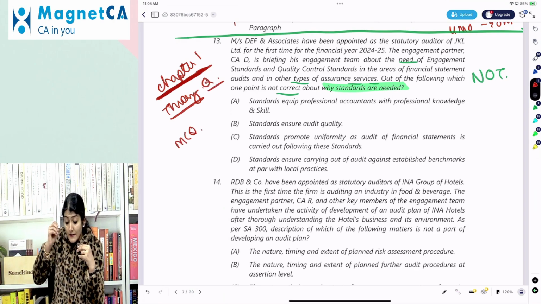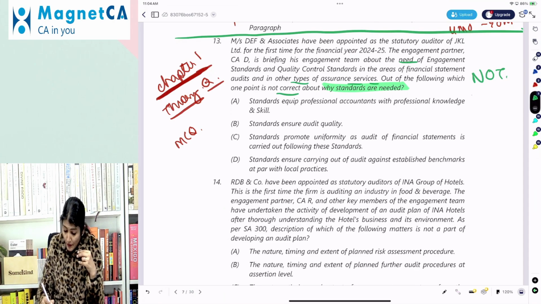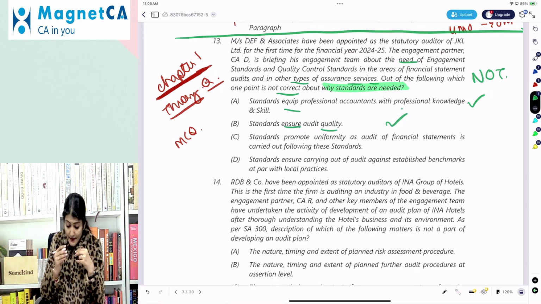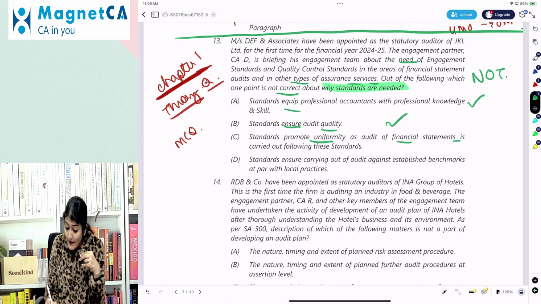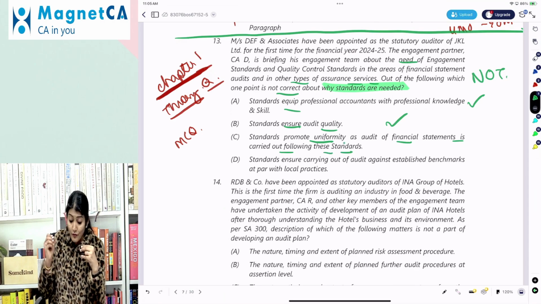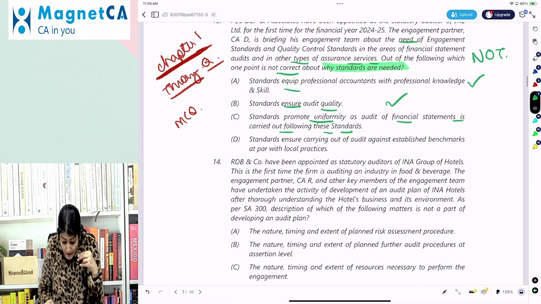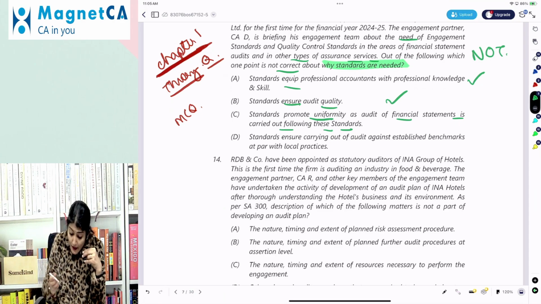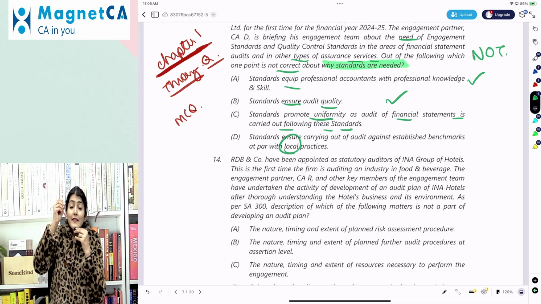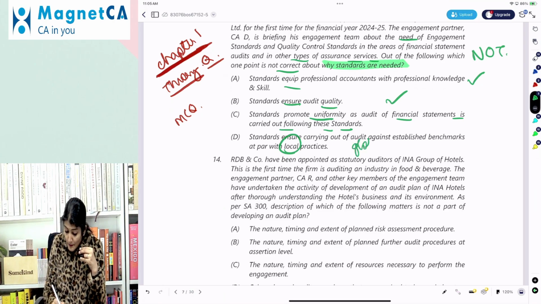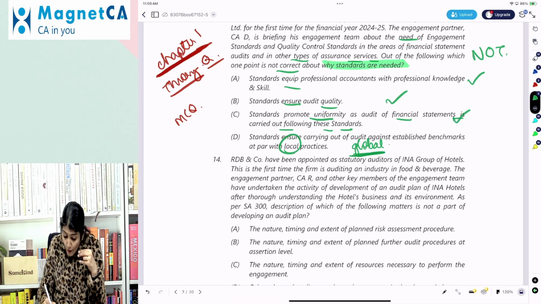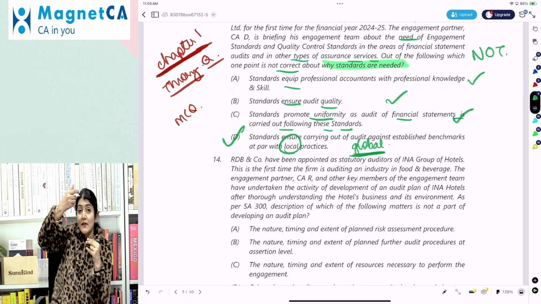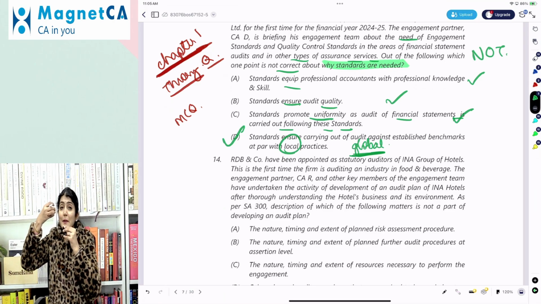Okay, right. So standards equip professional accountants with professional knowledge and skill. Yes, that is why standards are needed. Standards ensure audit quality. Yes. Standards promote uniformity as audit of financial statements is carried out following these standards. Okay. Standards ensure carrying out of audit against the established benchmark. Looks fine. At par with local practices. That is where they have done the drafting error, not as per the local practices, but as per the global practices. So D is the option. Right, so see how it could come as a theory question and the same question converted into an MCQ.